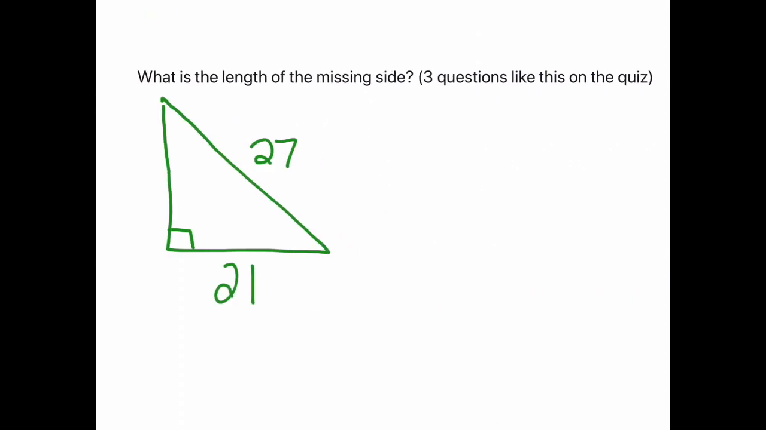This first question wants to know the length of the missing side, and there are 3 of these types of questions on the quiz. Since it's a right triangle, and they've given us 2 of the sides but none of the other angles, we can use Pythagorean theorem to solve for this type of problem. Remember that the side across from the right angle is the hypotenuse. And so we'll put the other 2 sides, and we can call this third side x or whatever variable you want. And don't forget to square all of those. And then we use our algebra to solve for x.